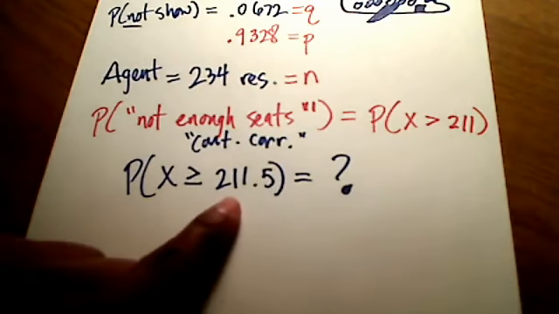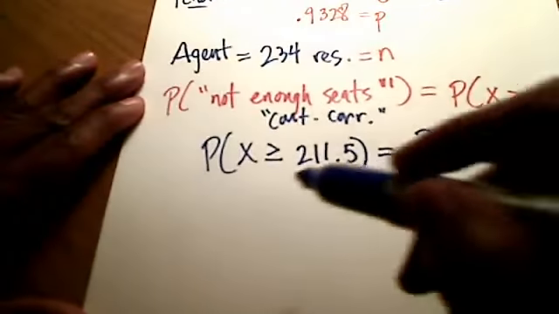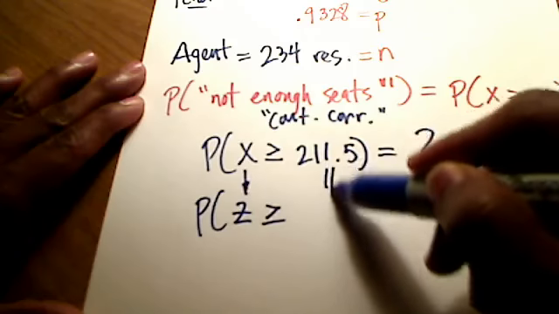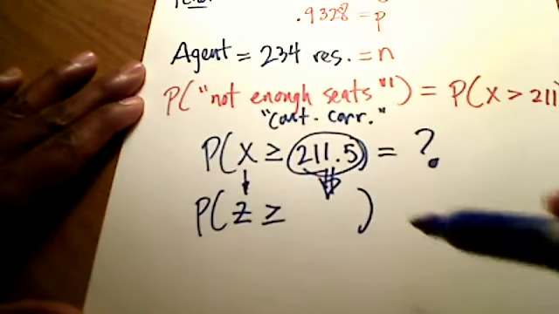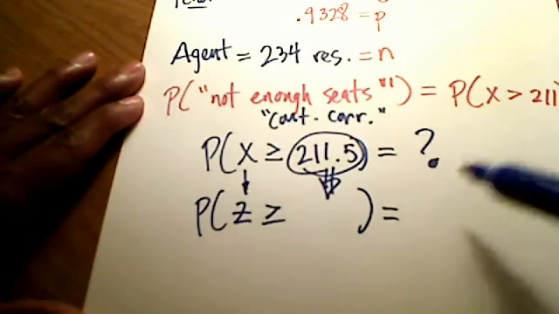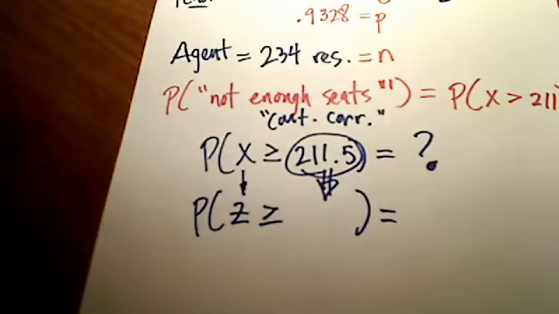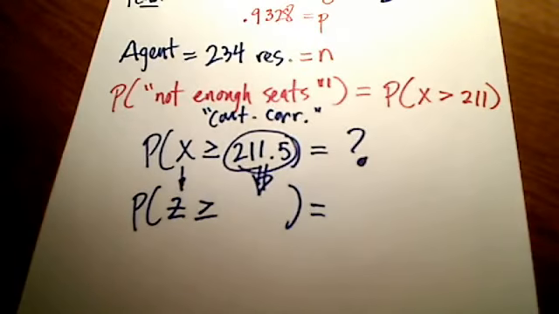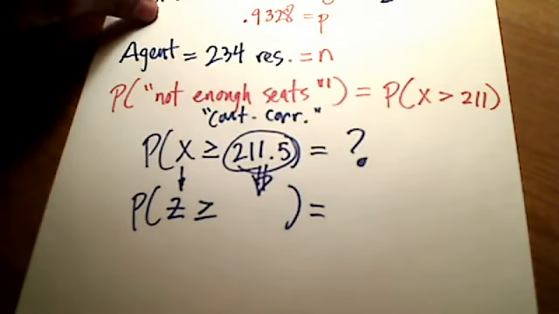Now, I cannot look up 211.5 in a normal table. It just doesn't exist. So there's one other idea here that means I need to change this x into a z number, and that I can look up on a table. Well, let's see. Do we have a formula to change an x into a z? Yes, we do. But before I even proceed with all this and do a bunch of work here, this might actually be useless for me. I may not actually be able to use a normal to approximate a binomial if two things are not true.